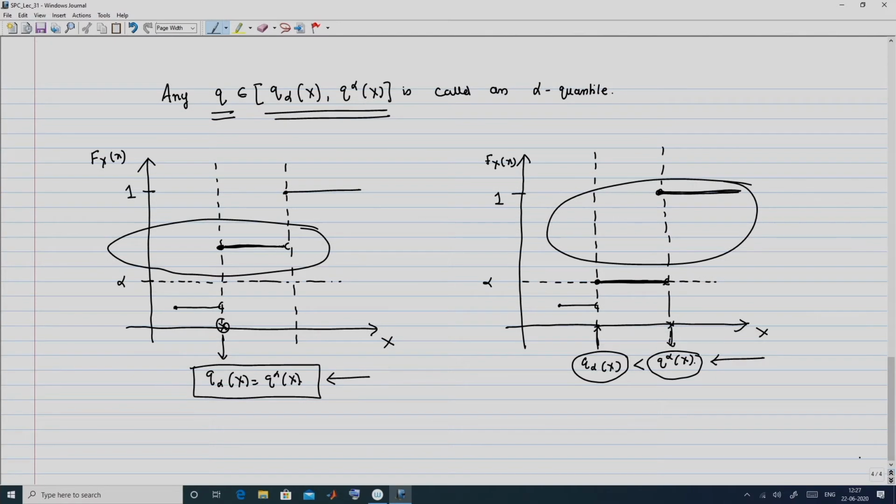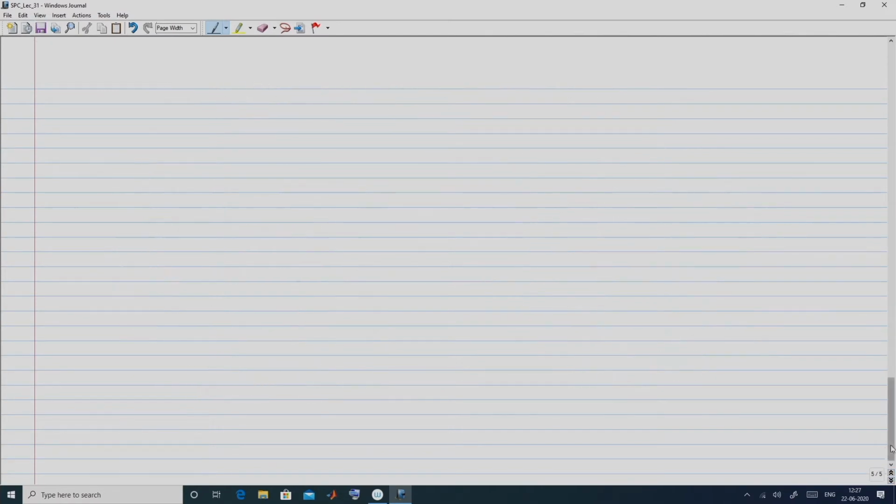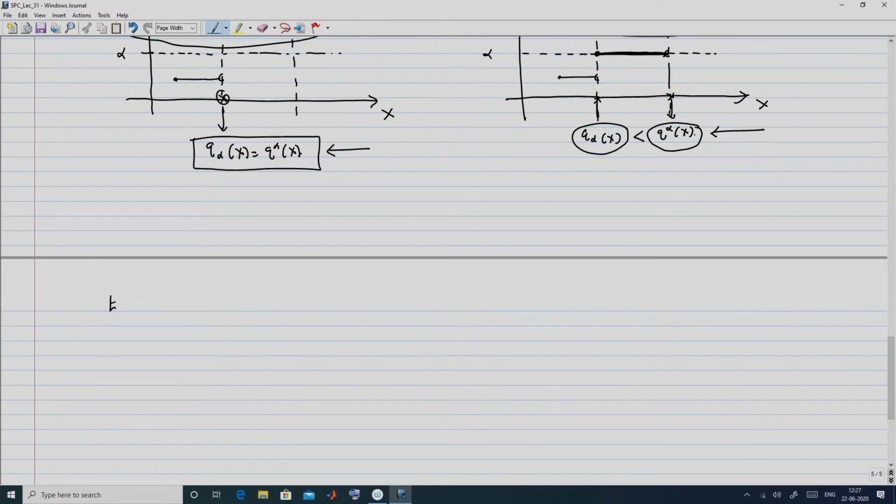So, if you go back to the example, you can verify for yourself the example that you had done for f x of x. If alpha takes 3 different values, that is alpha is 0.025, alpha is 0.04 and alpha equal to 0.1, then the lower quantile is going to be minus 19 and minus 1, and the upper quantile is going to be minus 19, minus 1 and minus 1.